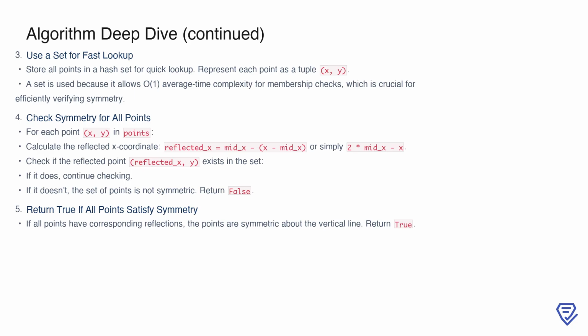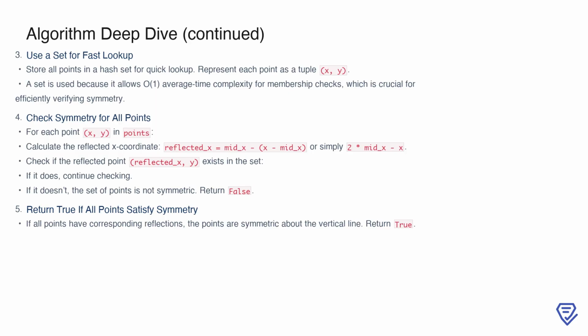Now that we have the line of symmetry, the next step is to efficiently verify the symmetry of the points. To do this, we use a hash set to store all points. The hash set enables quick lookups, which is crucial for checking if the reflected point of any given point exists. This approach ensures that we avoid the inefficiencies of a brute force comparison.